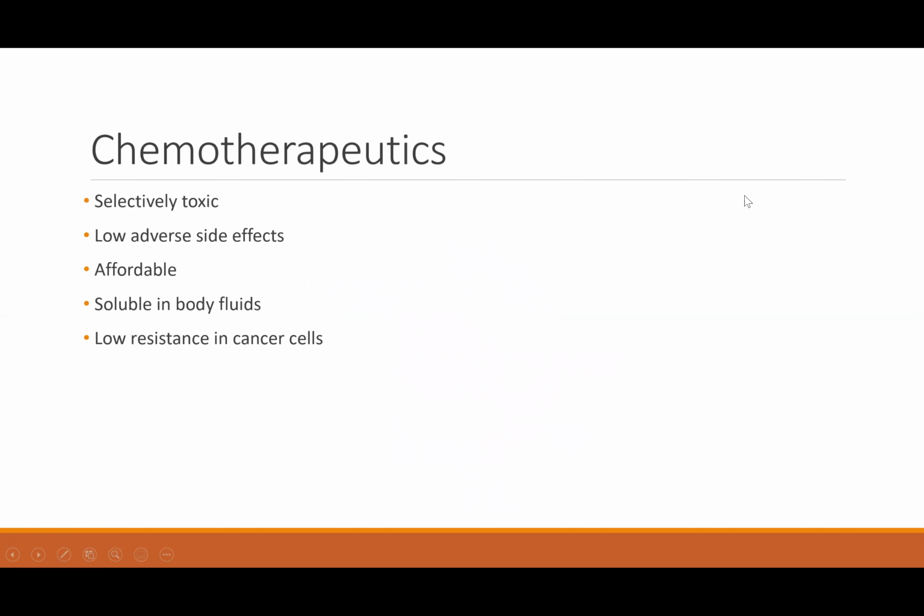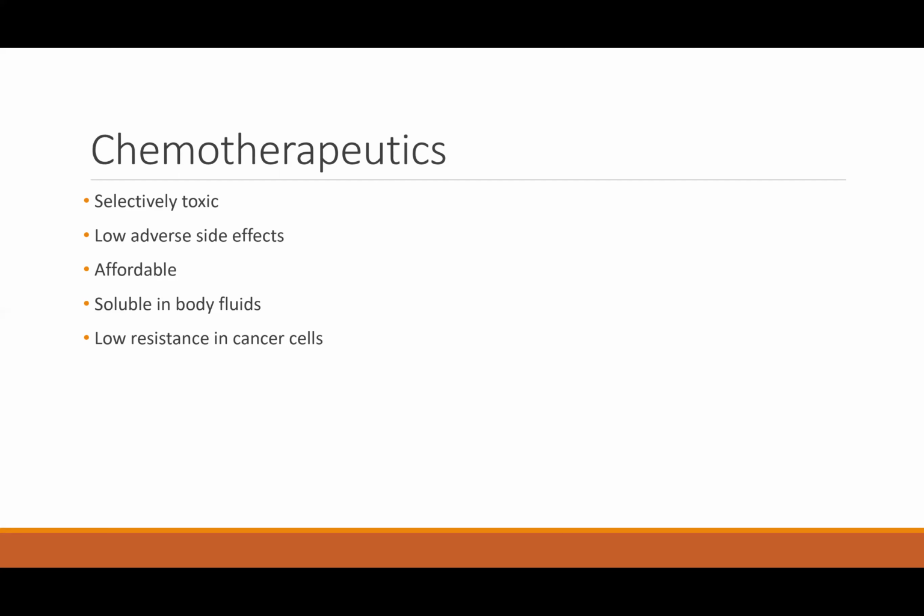Chemotherapeutics have several traits you want to look for. They have to be selectively toxic, meaning that they kill more cancer cells than non-cancer cells. And this is really important because if it's killing a lot of healthy cells, that results in a lot of damage to the patient's healthy tissue and organs, along with the cancer.